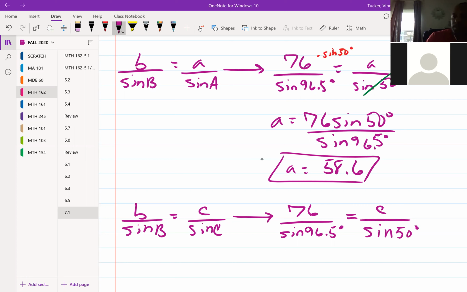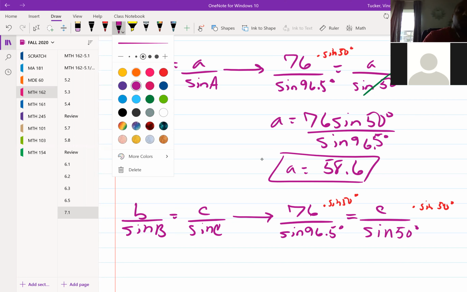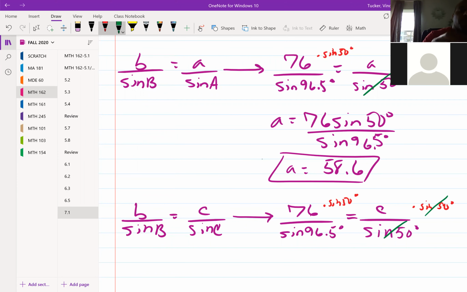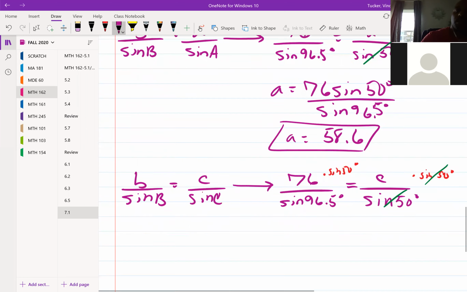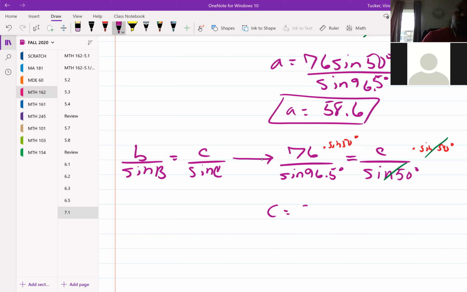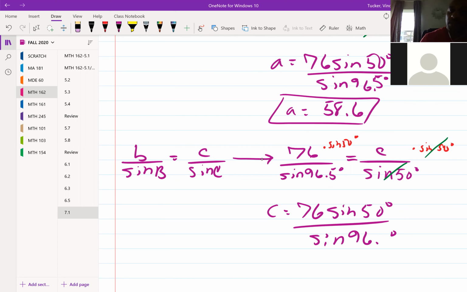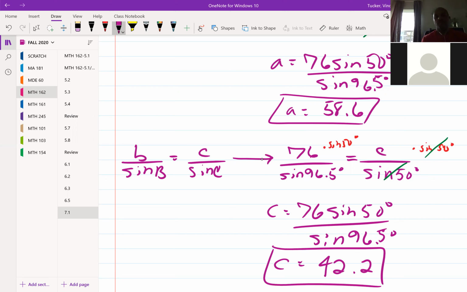All right, so 76 over sine of 96.5 degrees equals C over sine of 50 degrees. Multiply both sides by sine of 50 degrees. Sine of 50 degrees cancels on the right. C is equal to 76 sine of 50 degrees over sine of 96.5 degrees, which is equal to 42.2. Where did you get the sine 50 from?